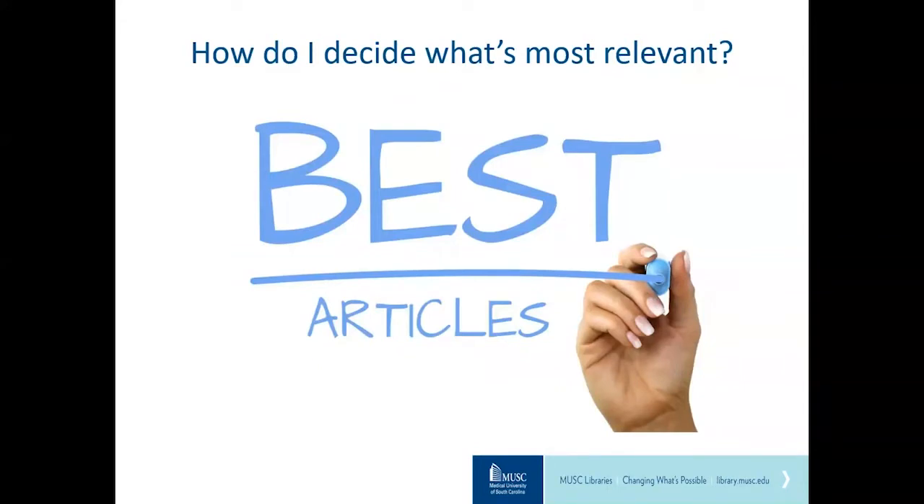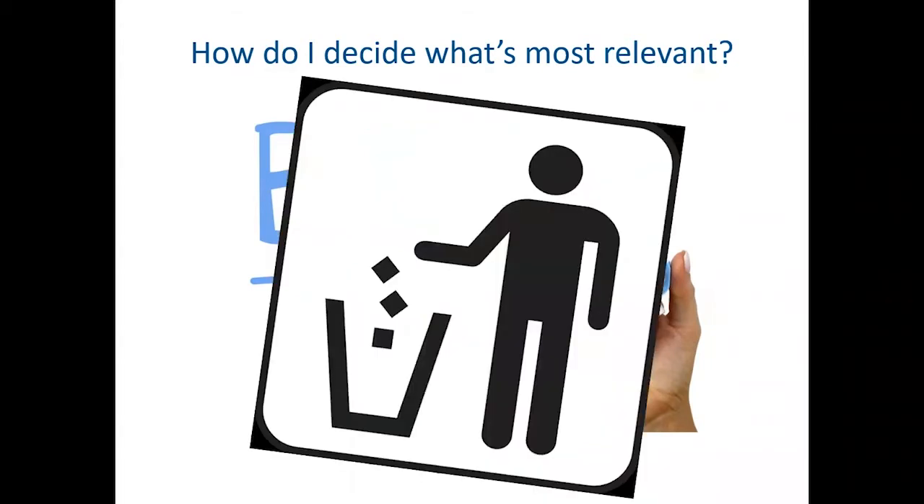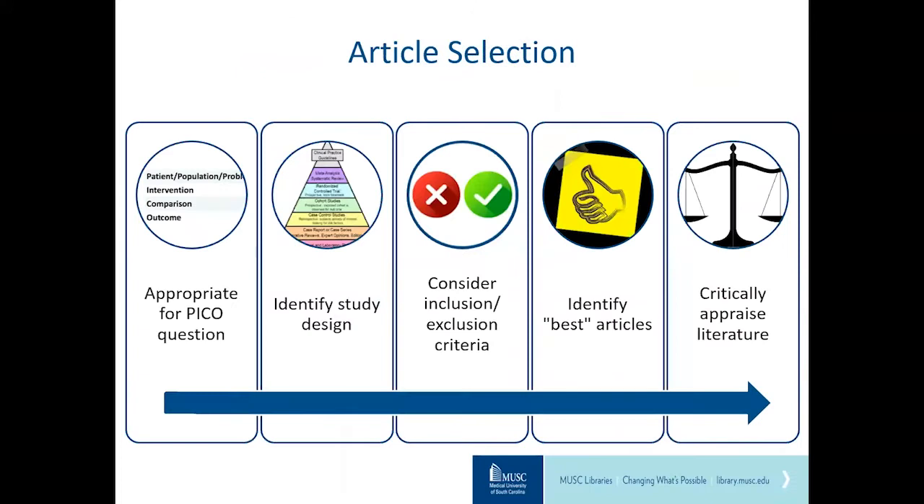So how do we decide what's most relevant? This is an important step in the process because learning to systematically select articles with the best fit for supporting evidence-based decision-making is a key element of critical appraisal. How do you decide what to keep in your collection and what to throw in the proverbial trash can? Article selection should be a systematic process that starts with identifying the appropriate studies for your PICO question.